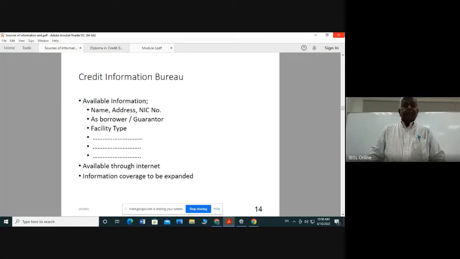Credit Information Bureau. I hope most of you would have seen the CRIB report. What information is available in the CRIB report? Name and address, NIC number of the customer, and then information as borrower, as guarantor. Also, the information is there. Then the facility type. Whether it is a loan, or a leasing facility, or an overdraft, or a bank guarantee, or import facility, or export facility. So, detail.